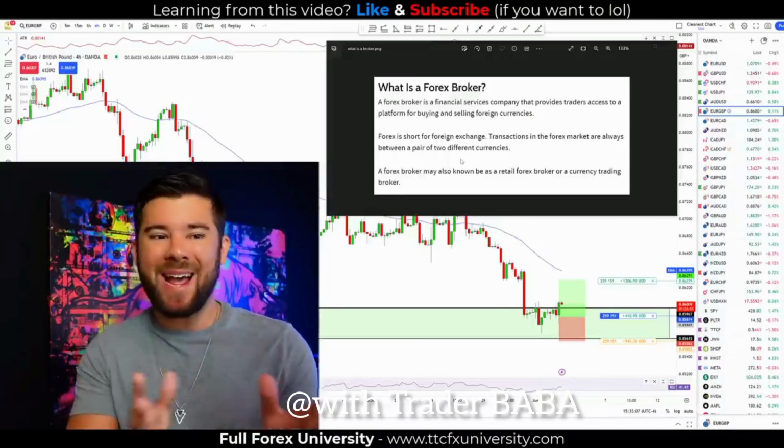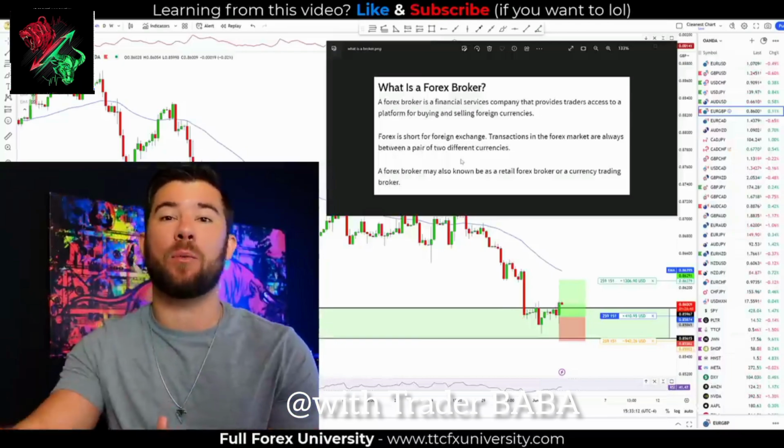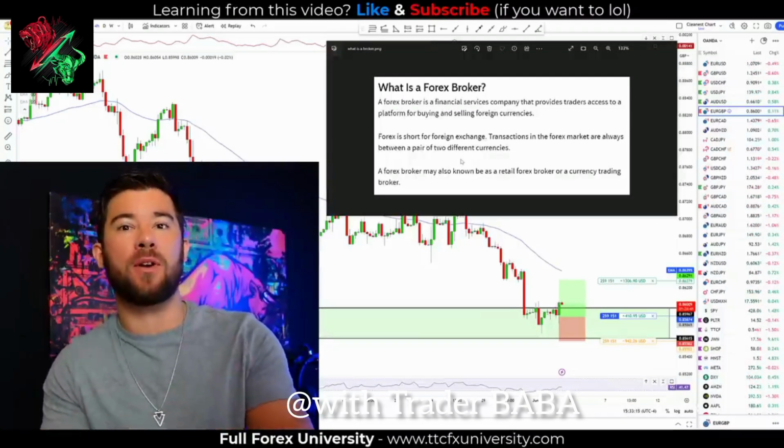Now, your broker may have a trading platform that comes with it, but they're normally not that good. So the next thing you're going to need after a broker is an actual trading platform. You've probably heard of MT4 and MT5.